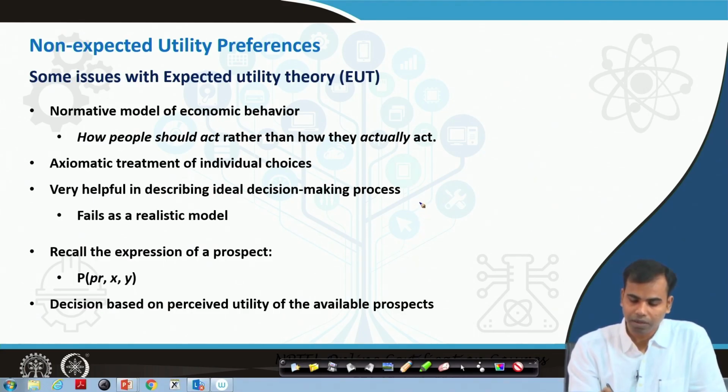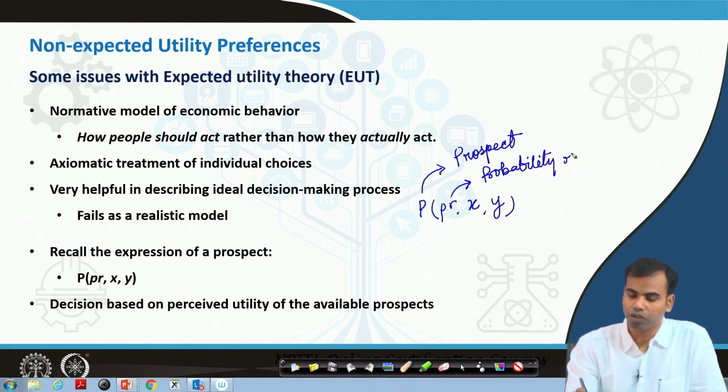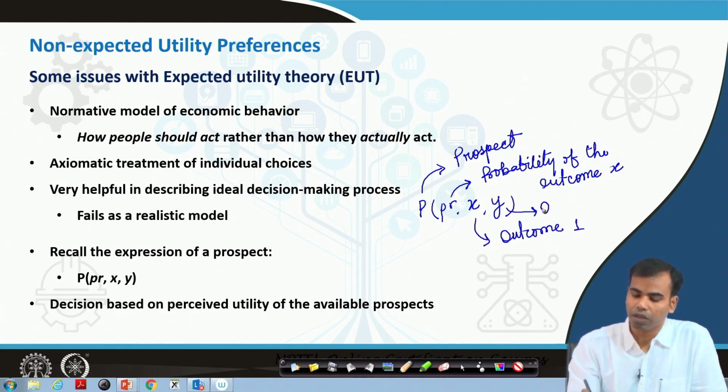So, if I say the prospect is given as probability and outcomes of x and y, this is basically our prospect, this is the probability of the first outcome. So, this is basically your first outcome and y is outcome 2.